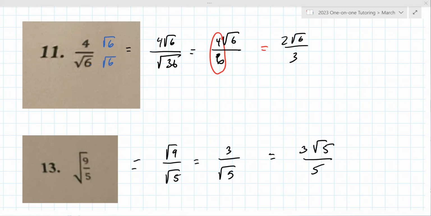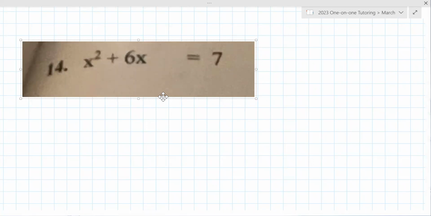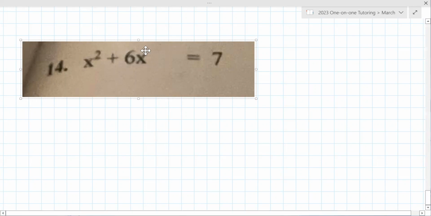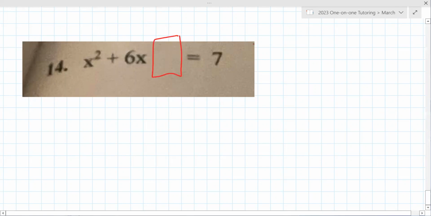Okay, ready to move on to 14? Yeah. All right. So we're completing the square. It says thou shalt complete the square here. Because it's a graded paper test, you can't really get out of doing that. The teacher is trying to indicate there are these boxes here that we're going to fill in.